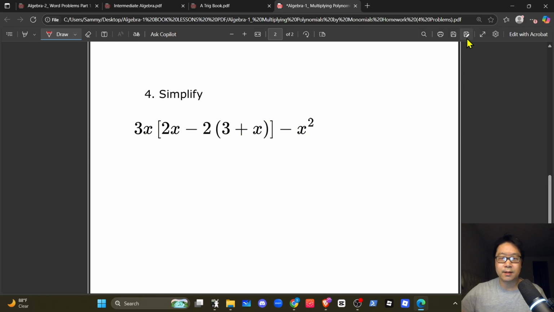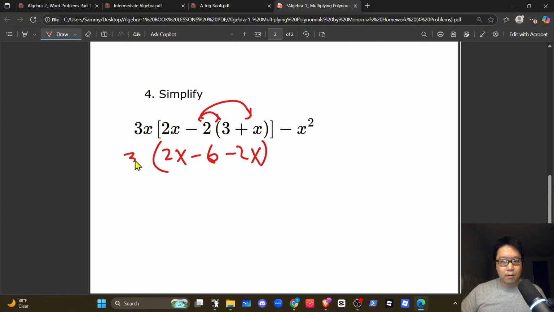Okay, number 4, it's asking us to simplify. All right, so again, whenever you see nested brackets and parentheses, just work from the inside out. So we're going to simplify by distributing the negative 2. So when we do that, we get negative 6 and then negative 2x. So 2x and negative 2x cancel each other out. So this is just going to be 3x times negative 6, which is what?